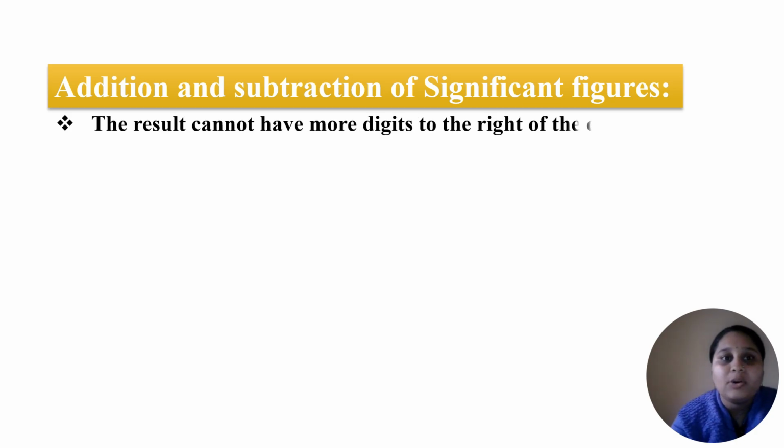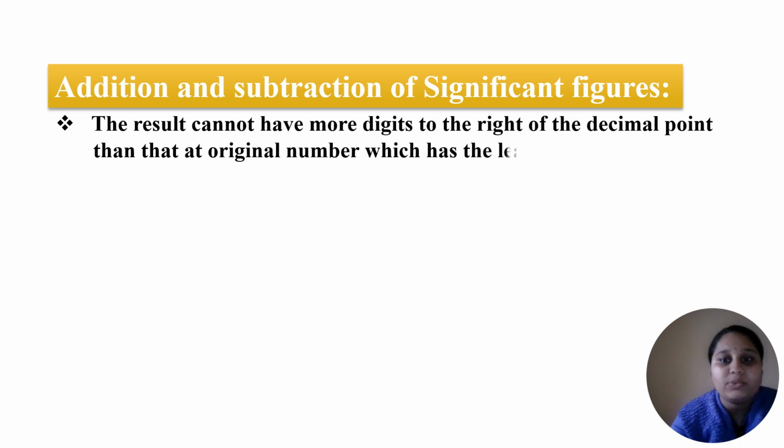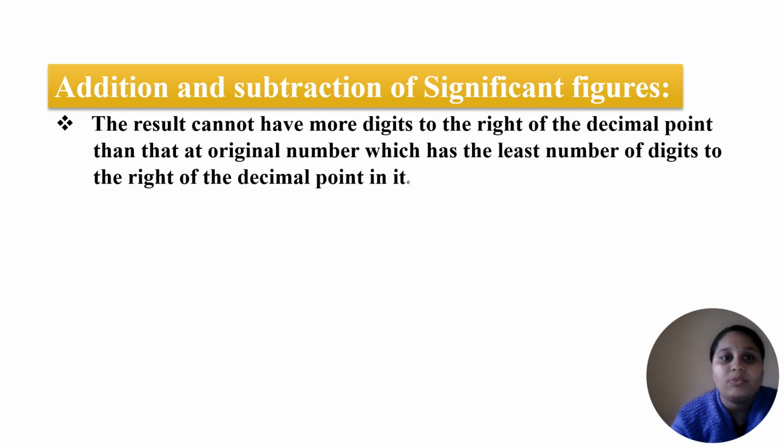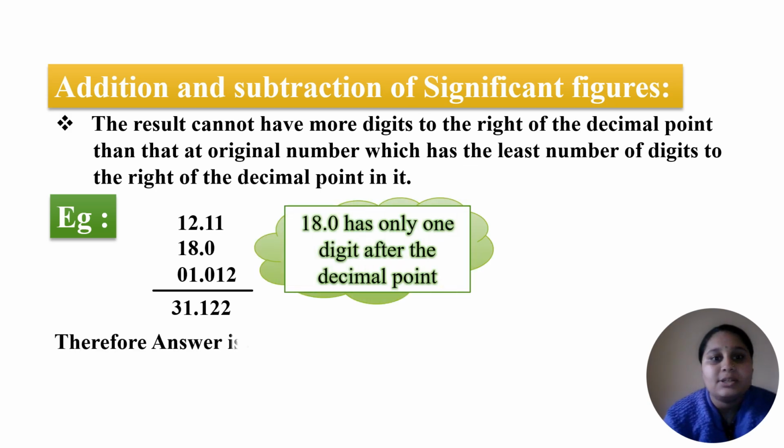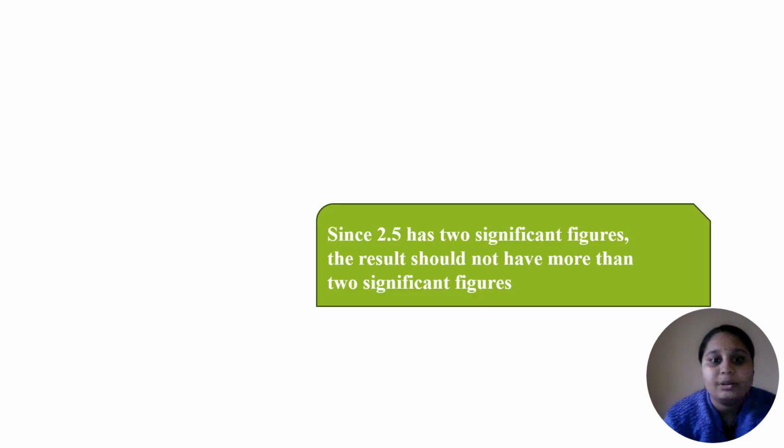The result cannot have more digits to the right of the decimal point than the original number which has the least number of digits to the right of the decimal point. For example, 12.11, 18.0 and 1.012. The result would be 31.122. It is rounded off to one decimal place, so the answer is 31.1.